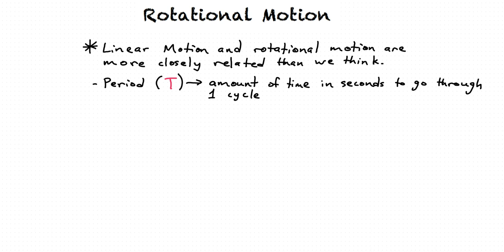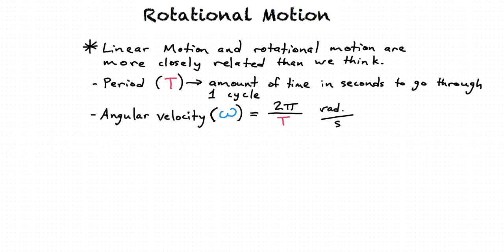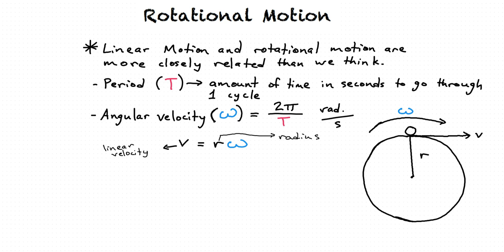So now we will write out angular velocity, or angular frequency. Angular velocity, omega, is defined as the total radians of the circle, 2 pi, divided by the period, in units of radians per second. Now that we know angular velocity, we will write out the relationship between linear velocity and angular velocity. Linear velocity v equals r times omega, where r is the radius of the circle.